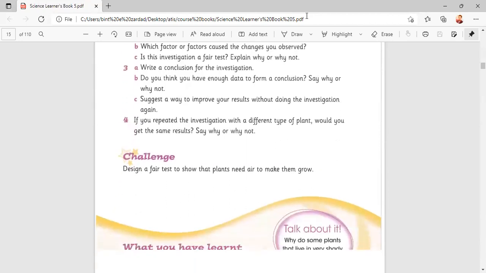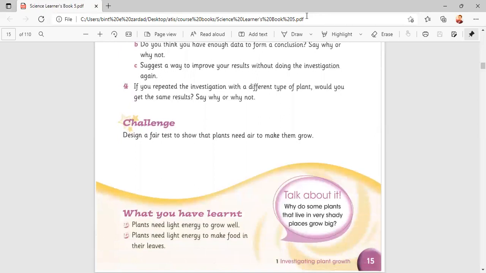These are all questions mostly from the activity. Draw a fair test to show that plants need air to make them grow. Obviously, if you put your hand on your mouth and stop your breath for a little time, you can check: without air, we cannot. Without breathing, we cannot survive. So air and breathing are the same.